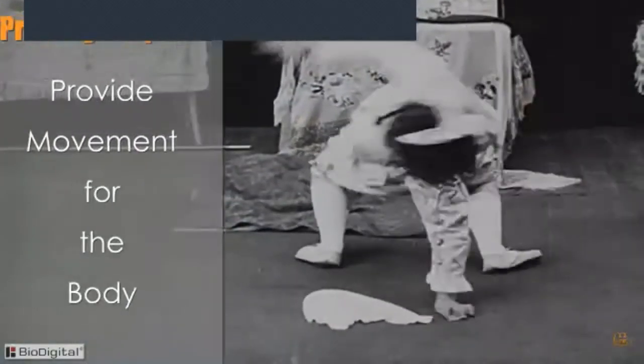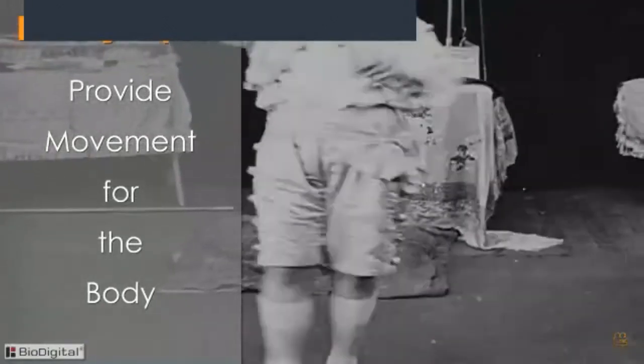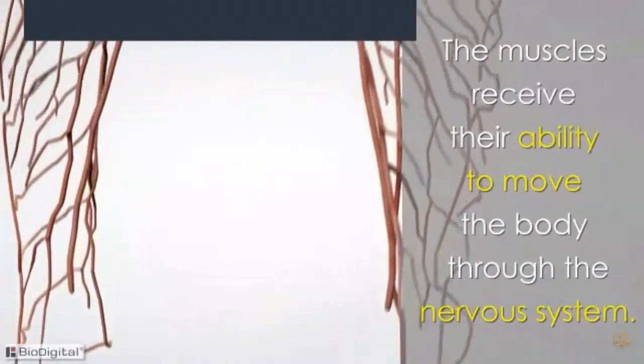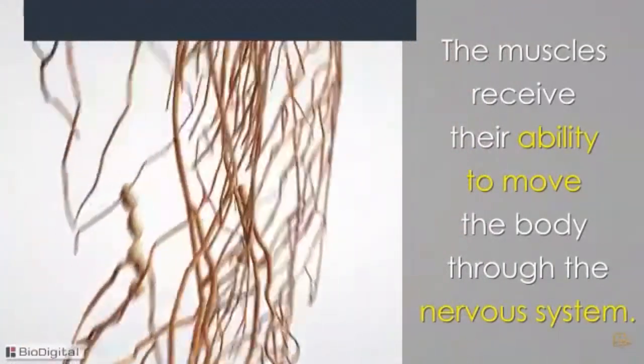The primary purpose for the muscular system is to provide movement for the body. Now these muscles receive their ability to move through the nervous system.